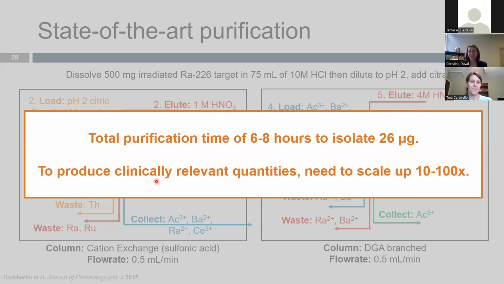And then there's also shipping time, time that it waits at the hospital, and time for it to be injected into the patient. So if we want to maximize the amount that can eventually get to the hospital, we really need to be maximizing how much is coming out of our process here. So minimizing those purification times.